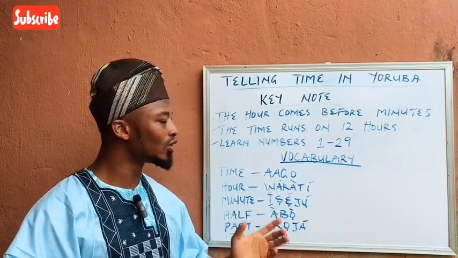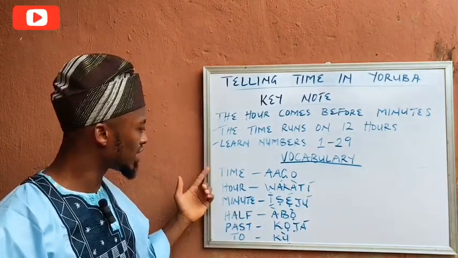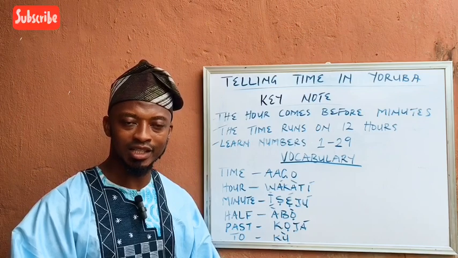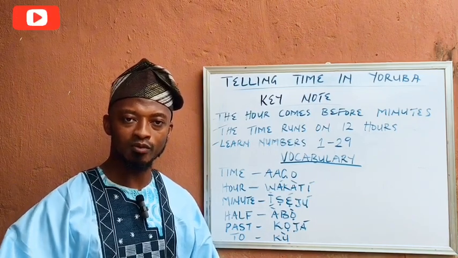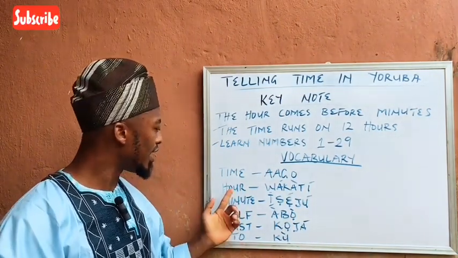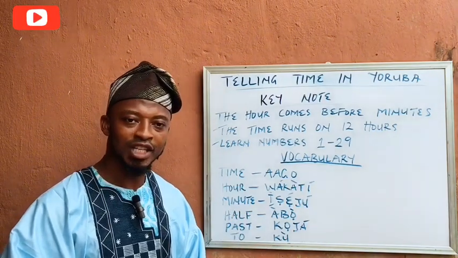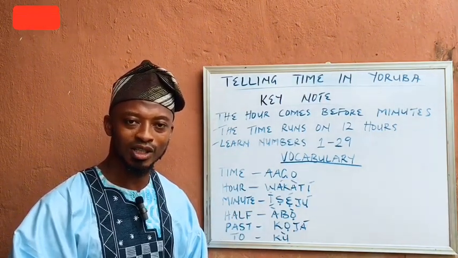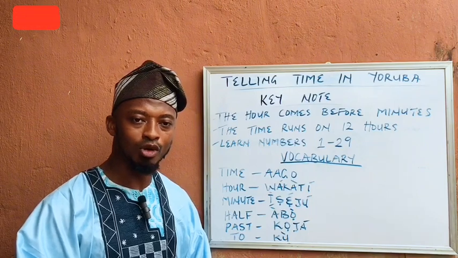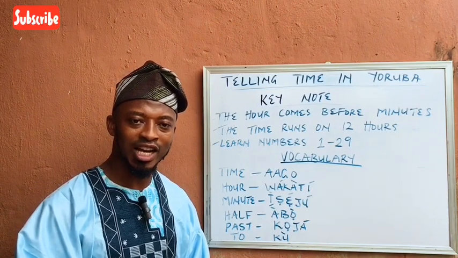After taking note of these 3 points, what is the vocabulary you will use in telling time in Yoruba language? You need to know time. Time in Yoruba is called aago. So for example, if you want to ask someone, what time is it? You ask the question by saying, aago mélòó ló lù? What time is it? So time is aago. Hour is wákàtí. Then we have minutes. Minutes in Yoruba is called ìṣẹ́jú. Then we have half. Half is àbọ̀. Then you need to know past. Past means kọjá. And to.